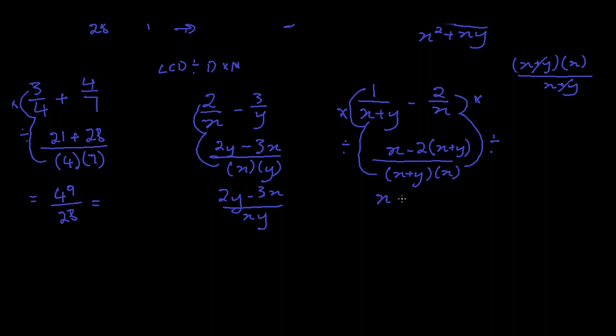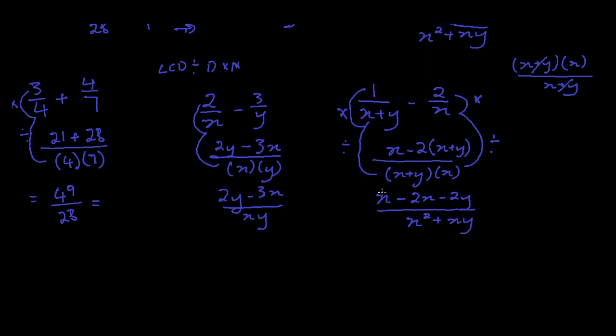We're going to say x minus 2x minus 2y. Okay? Then over, then you can multiply these now. We're going to be left with x squared plus xy. Okay?